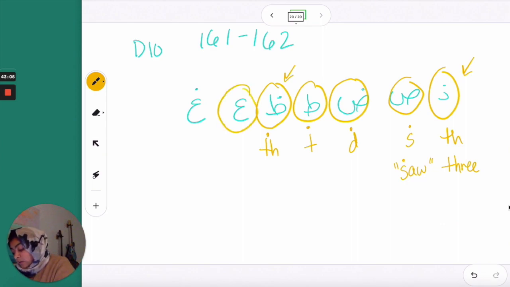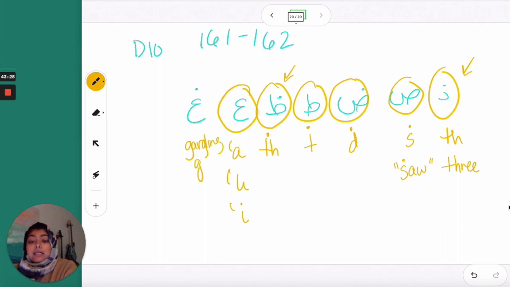Okay? And then we have ayn. Ayn, it's rolling in our throats. And so many times people write it as an apostrophe. Okay? Ayn, depending on if it has a fatha, damma, kasra. And ghayn. Ghayn is the gargling G. Not to be confused with ra.